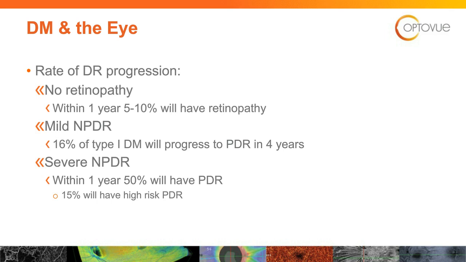Mild NPDR, 16% will have proliferative in 4 years. And we know there's stages in between. They had to go from mild to moderate to severe to proliferative. And if there's ways that we can track them better, I think it's imperative that we do that. If they've got severe NPDR, within 1 year, 50% will have PDR. So I think that's critical that we monitor that going forward.